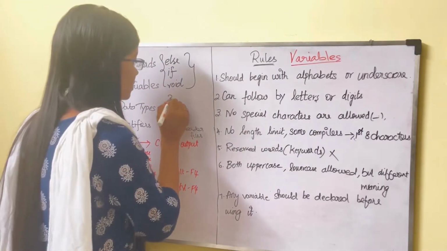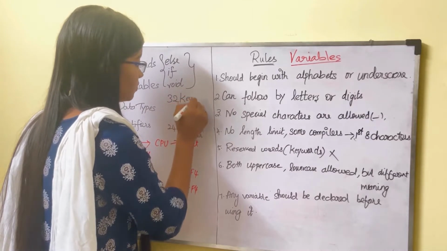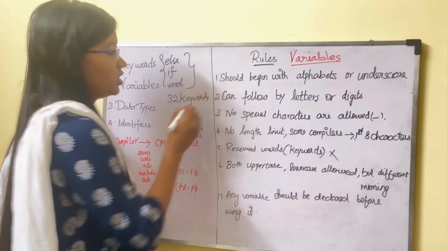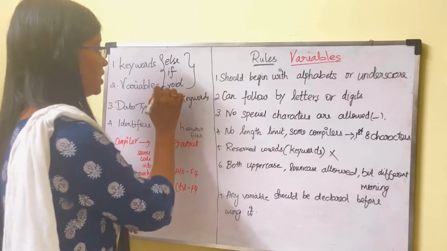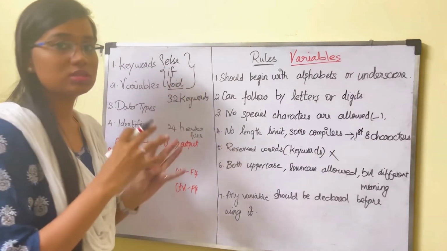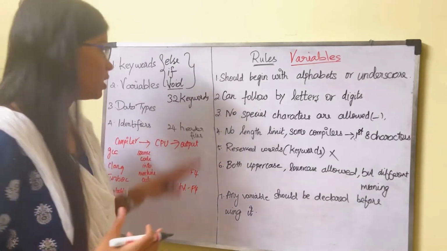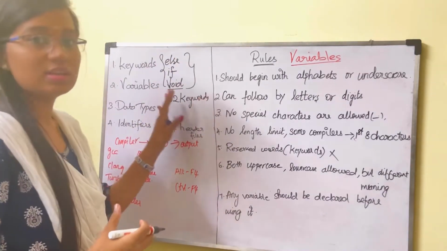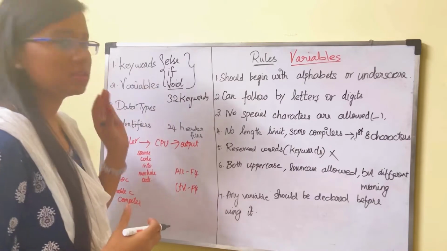Wherever it is allowed, we can use those words. There are 32 keywords which we cannot alter. They should be written exactly like this. You should not use uppercase or write them however we like. We have to use them how they are defined. So this is known as a keyword.